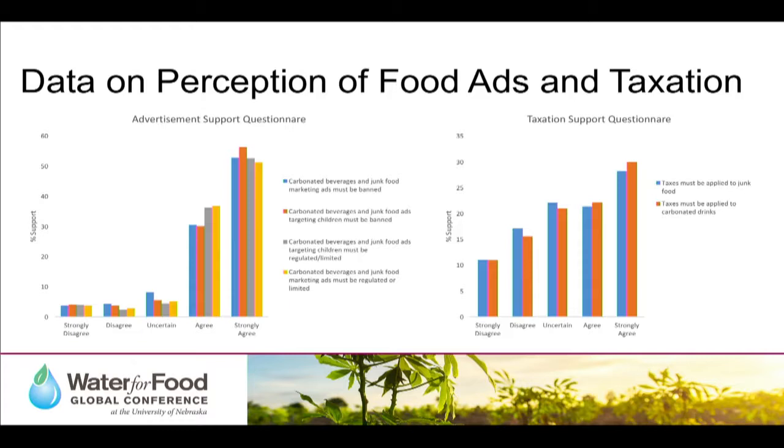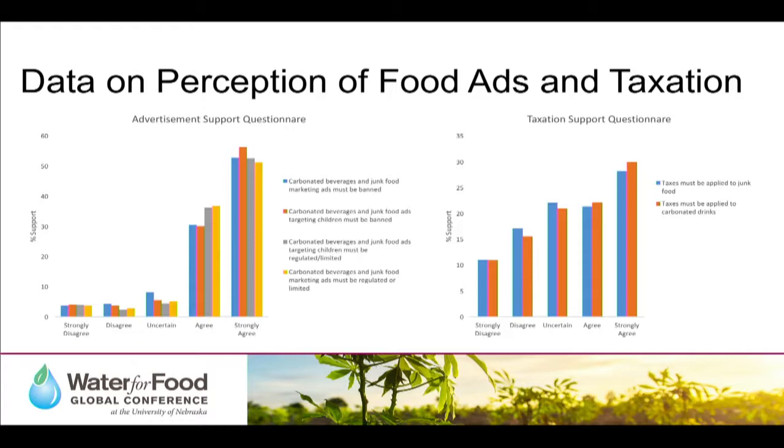What we can see in the data here is that more and more consumers agree with the idea that junk food needs to be taxed at a higher rate, and also that the focus should move towards advertising of healthful products, and advertising of junk foods needs to be limited to some extent. So at least that's what the survey seems to indicate.